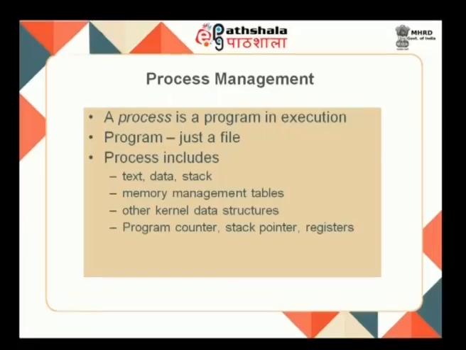So, first we learn about process management. Before getting into process management, what do you mean by a process? We all know what a program is. We all have written programs, say in C, C++ or any other language. And what is actually a process? What is the difference between a program and a process? A program is just a file where you have a set of instructions written in some language. It can either be a high level language or an assembly language or whatever.